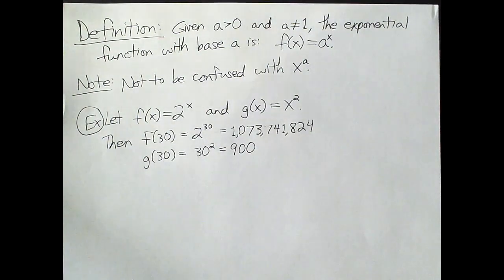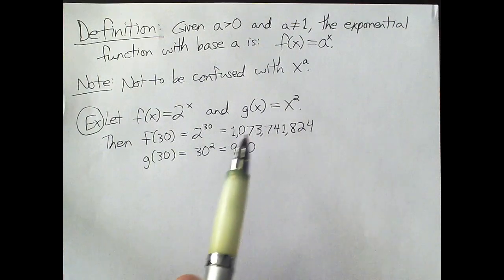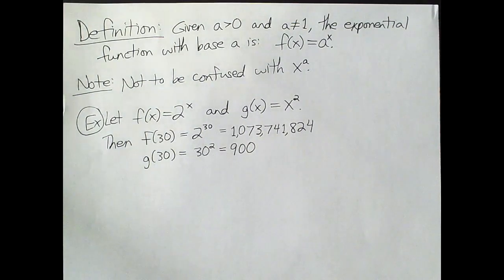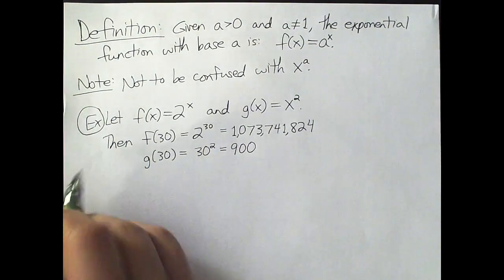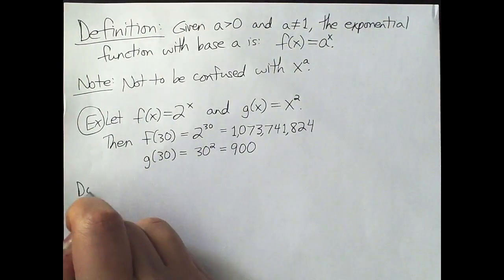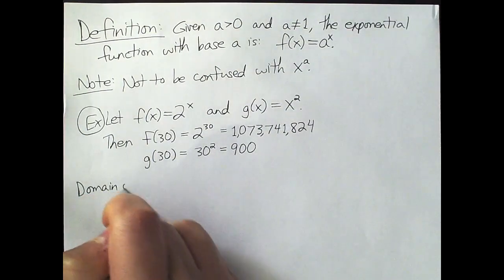So a key idea to remember here is that exponential functions grow much faster than polynomials. But for now, it was just to show you that x to the a and a to the x are drastically different from each other. Now, let's focus in on the exponential functions, and let's talk quickly about the domain.